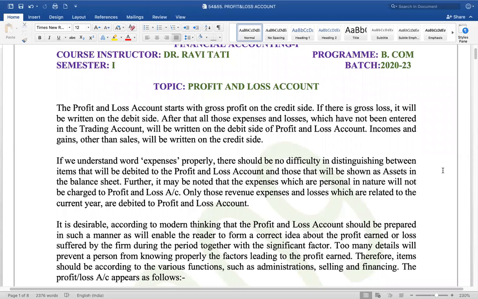Okay, and gross profit, since it is the first item, it should be on the top of the account, right? And after taking the gross profit, by gross profit brought down, okay, now then you go on charging all the administrative and selling and distribution expenses.